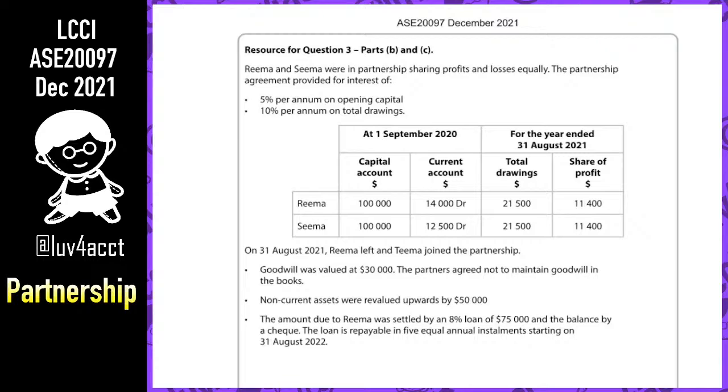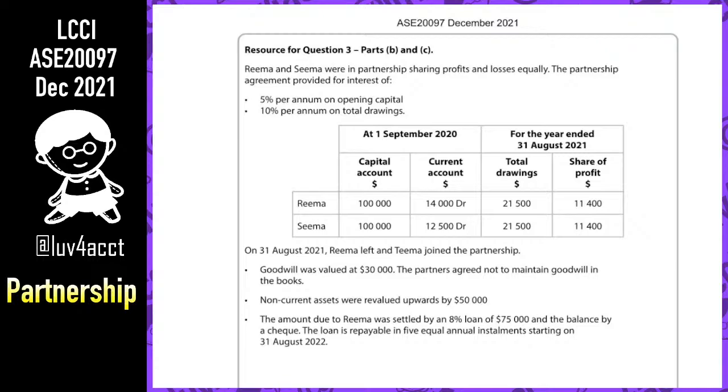Goodwill was valued at 30,000 and partners agreed not to maintain it. So we have goodwill created and then goodwill written off. Non-current assets were revalued upwards by 50,000. All these are done before the change of partnership. This is a revaluation of asset and revaluation of goodwill. And then after the partnership, we have goodwill written off. The amount due to Rema was settled by an 8% loan, 75,000, and the balance by a cheque.